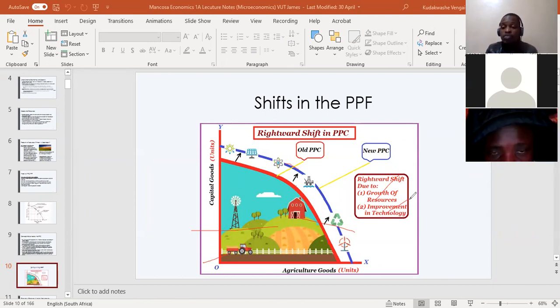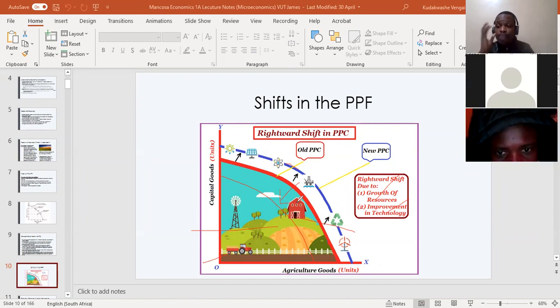Why? Because of growth of resources and improvement in technology. But a PPC can actually shift to the left, can actually come inside over here. It's very possible to have a PPC shrinking downwards like that. Now, why would the PPC shrink downwards? Let me give you a very good example, right?